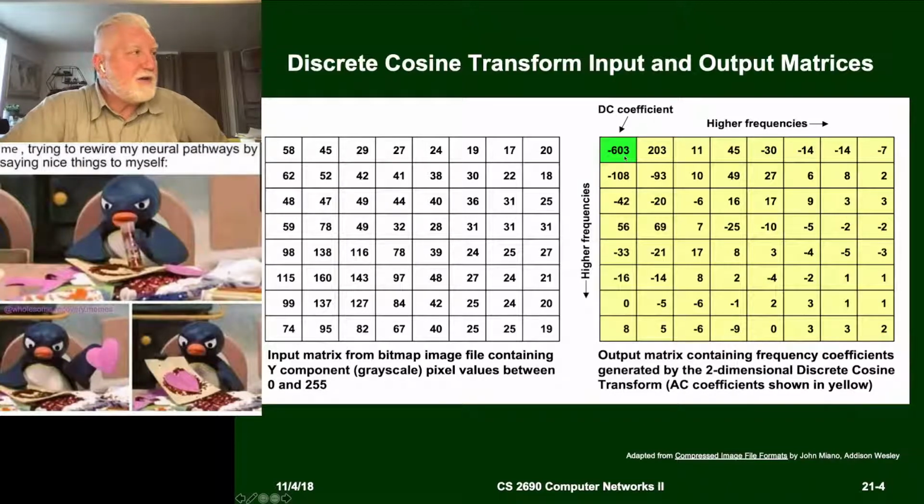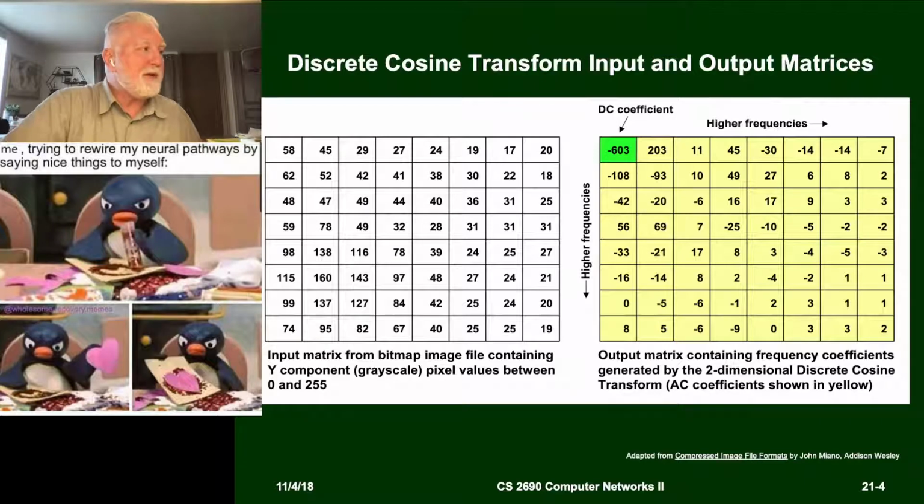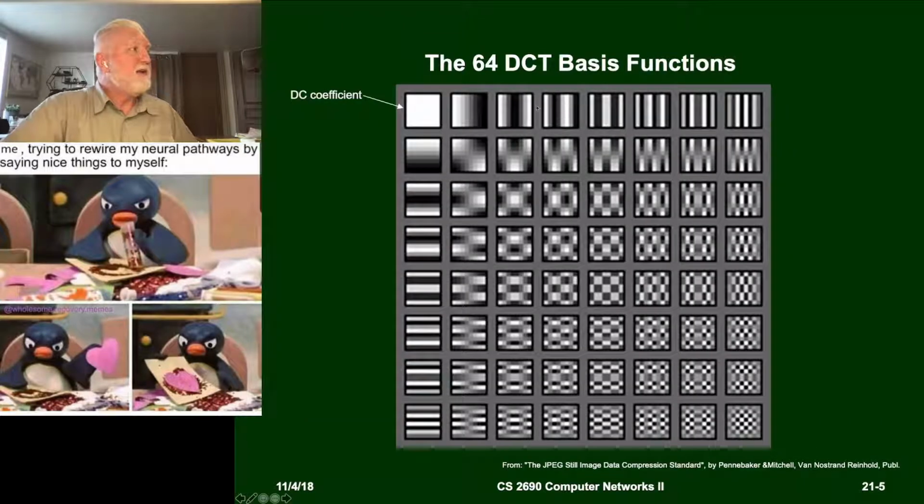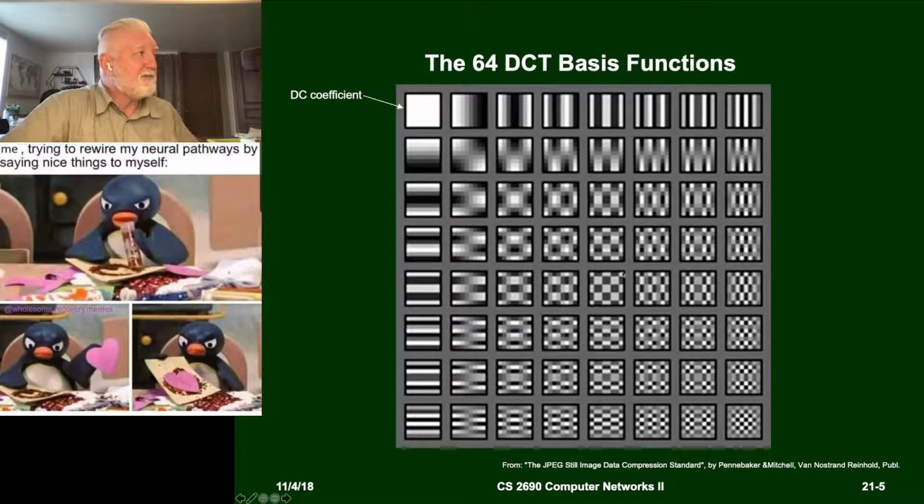The DC coefficient is basically the color intensity if you did the entire block as a single color. It also allows you to create a mapping on this guy right here. Notice that this guy has 8 across and 8 down. There's 64 different patterns that they call DCT basis functions. This mapping essentially creates a mapping onto this basis function.